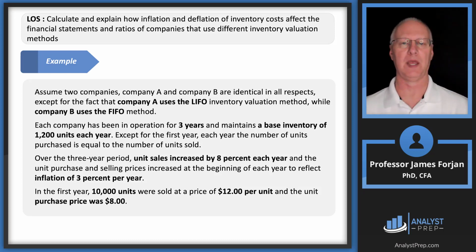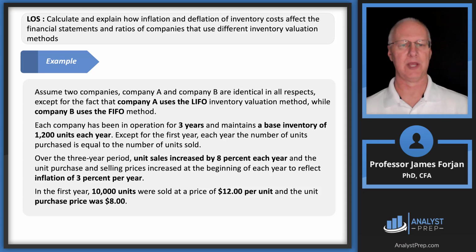So we have two companies, A and B, identical in all respects, except A uses LIFO and B uses FIFO. Let's see, company's been in operation for 3 years, base inventory of 1,200 units per year. And so notice in that second paragraph, this is important. The number of units purchased is equal to the number of units sold. And of course, that's to make life super simple for our understanding of the impact of inflation and deflation. And so if this exam question shows up, then I would guess that there would be a sentence in there that sounds just like what we have written here, because that's the way it works in the reading.